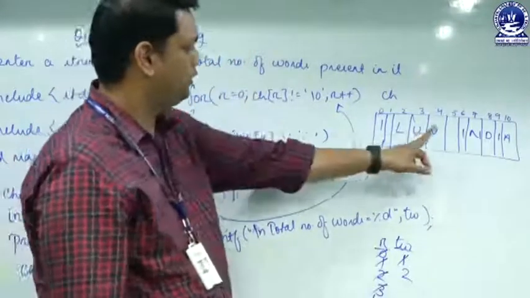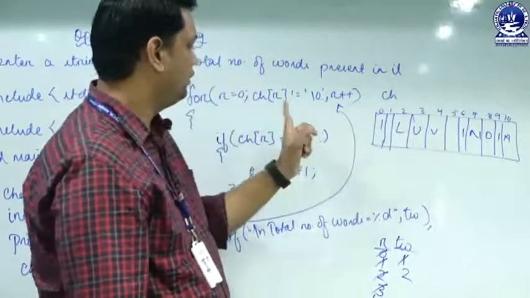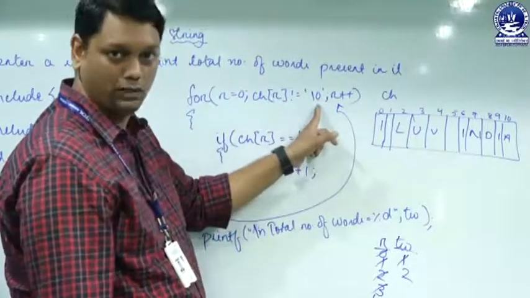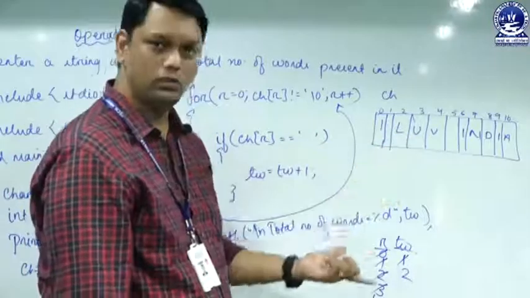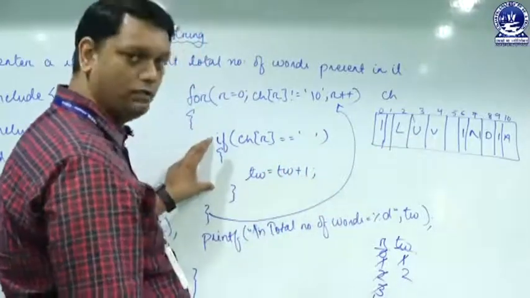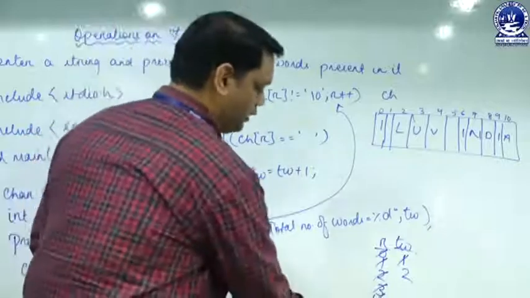Again it will come over here, ch of r, that is V, is not equal to \0. Yes, V is not equal to \0. It will come over here: V is equal to blank space? No, V is not equal to blank space. So it will not enter over here. Then r will be incremented by 1, that is 5.